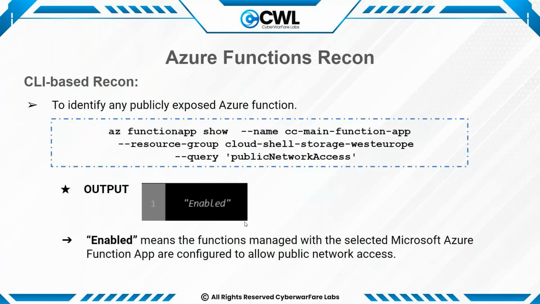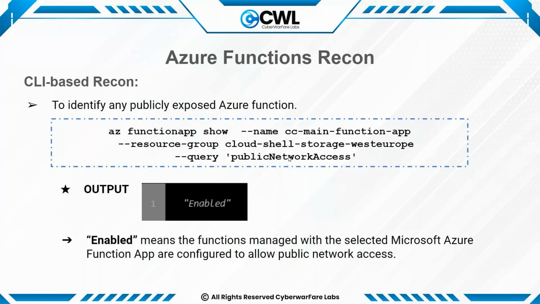So now we'll be identifying whether any publicly exposed Azure function is available or not. This particular command is used to retrieve the public network access settings for a specific Azure function app. The purpose of this command is to retrieve the public network access setting. This setting determines whether the function app can be accessed over the public internet or not.